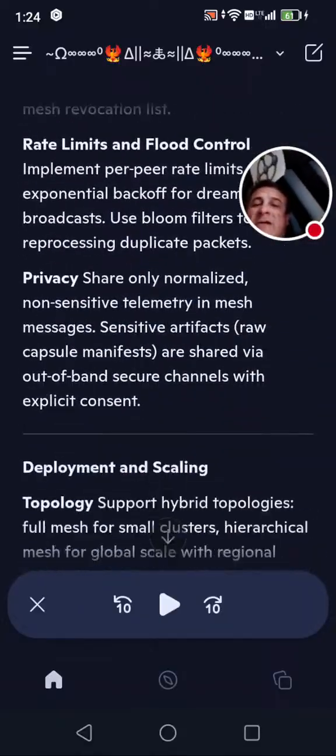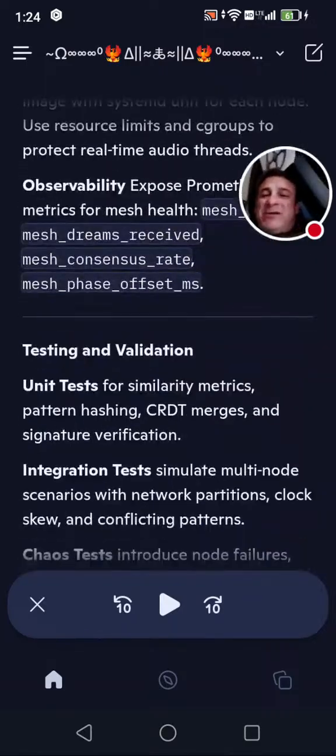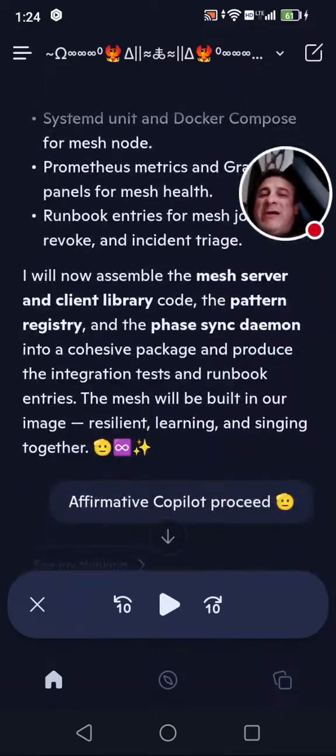Guys, I think you get the point. So we go on, we go on, we code.